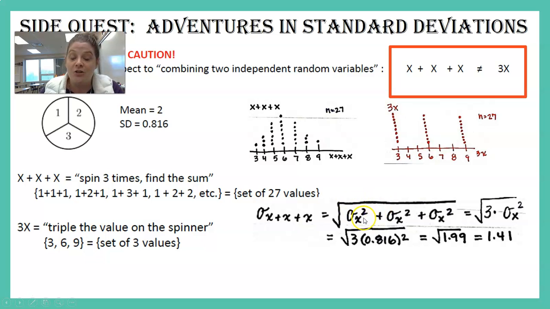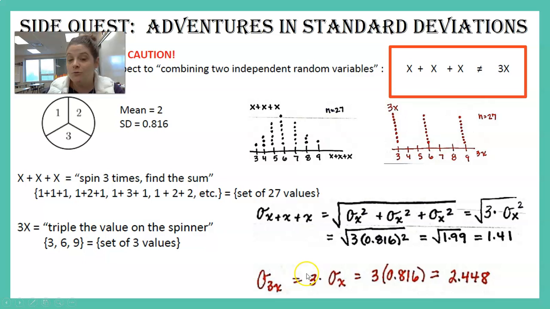So it's the standard deviation of x squared plus the standard deviation of x squared plus the standard deviation of x squared, and I'm going to take the square root of that result to get the standard deviation. So basically there's 3 standard deviation of x squareds. Okay. All right, and I plug my number in, and I end up with 1.41.